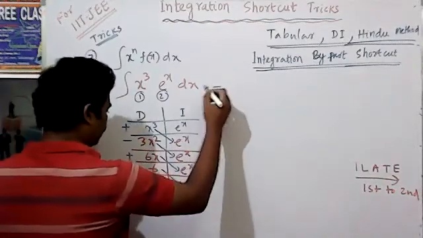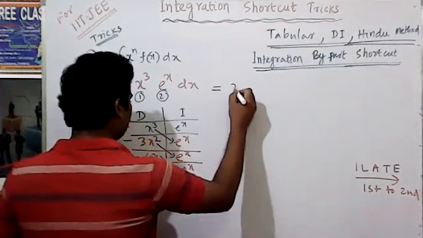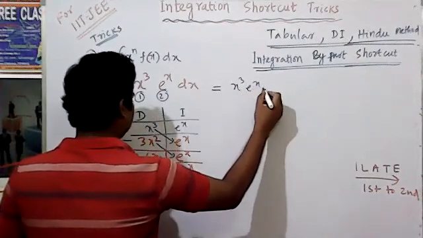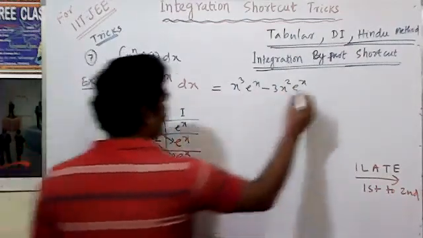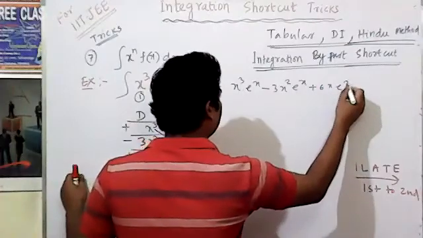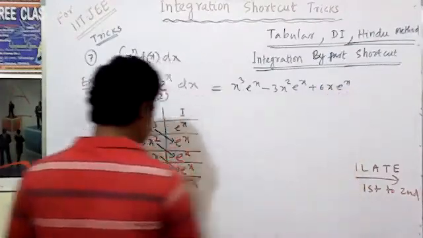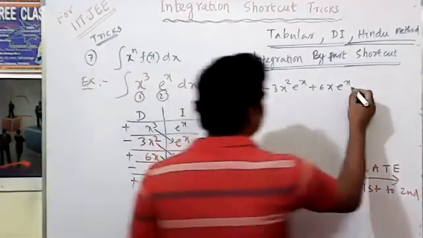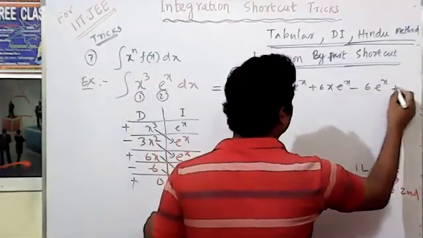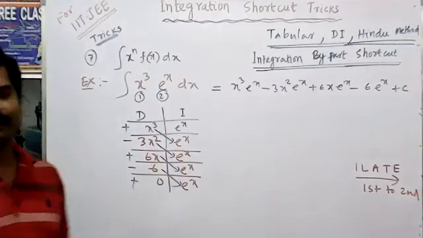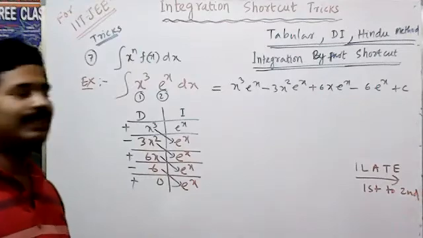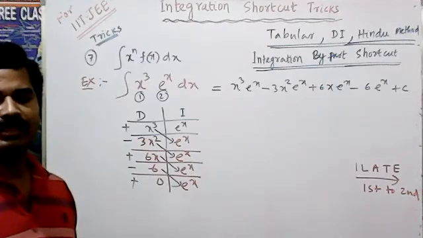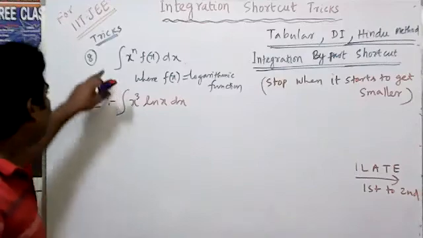The result comes. What is the result? This is equal to x to the power 3 e to the power x minus 3x square e to the power x, then plus 6x e to the power x, then similarly minus 6 into e to the power x plus c. That is the result. This is the shortest way to find the by parts integration. By parts integration you can do very easily. Very easy.